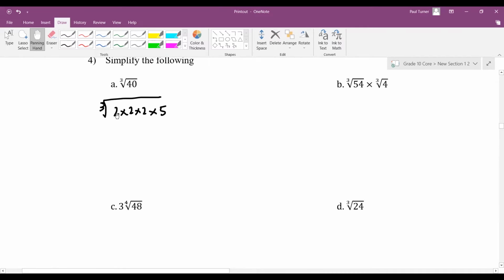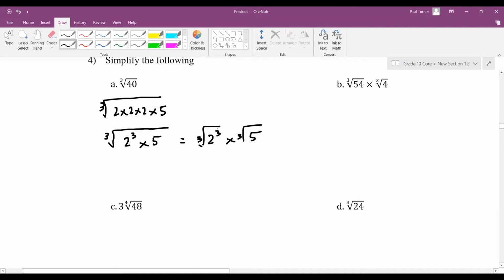Okay. So you've got the cube root of 2225. But notice you've got 2, 2, 2, which is 2 cubed, isn't it? So you've got the cube root of 2 cubed times 5. And like with square roots, we can break this down now: cube root of 2 cubed times cube root of 5.